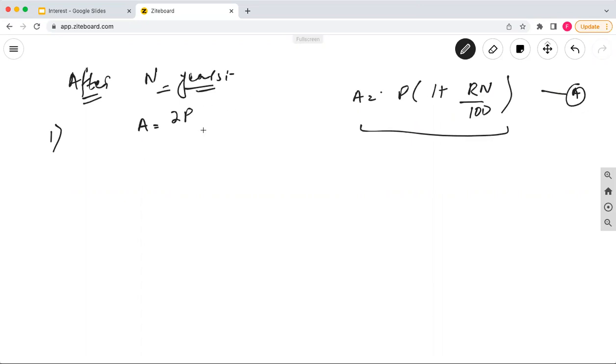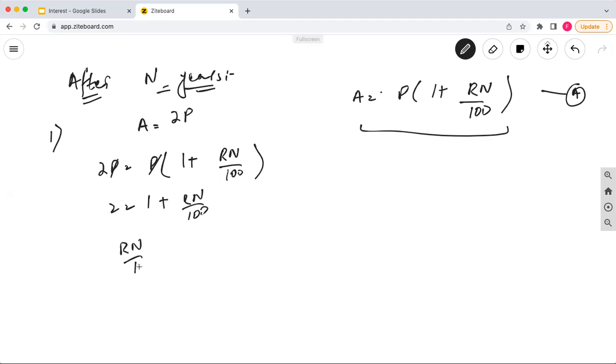So I'm just first considering the case if the final amount is twice the principal amount, right? So what will this formula become? This will be 2P is equal to P into 1 plus R1 over 100. So this will become 2 is equal to 1 plus R1 by 100, and R1 over 100 is equal to 1, and R1 is equal to 100. For time being, just consider this.